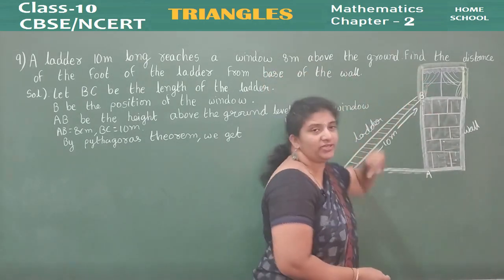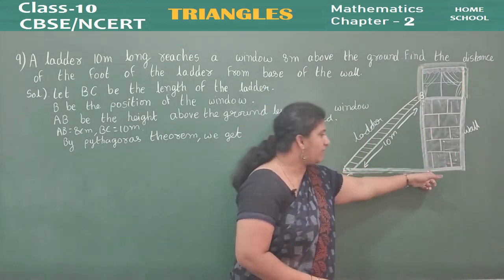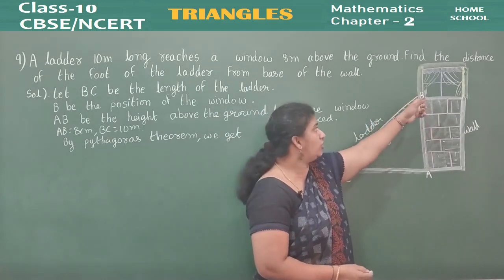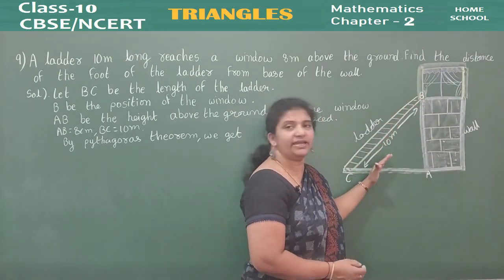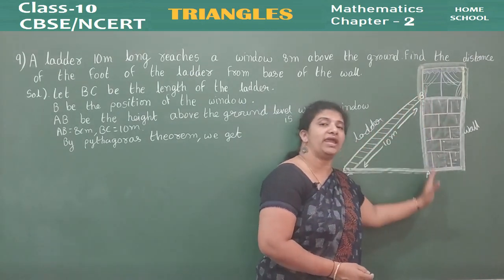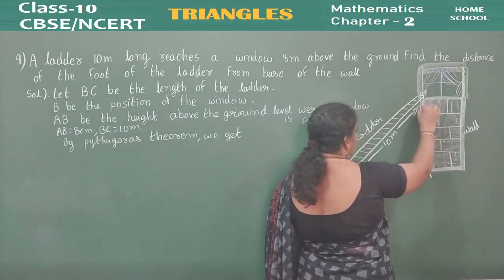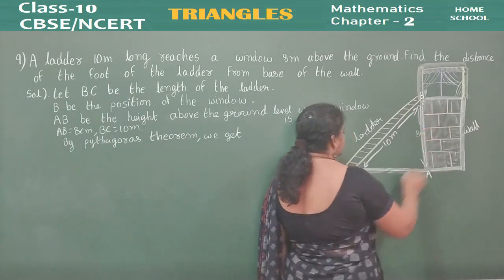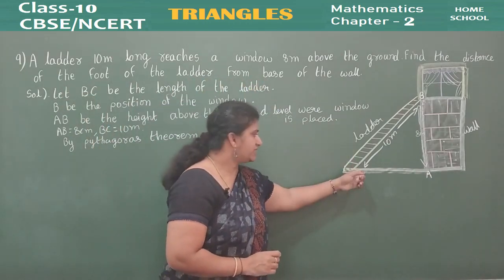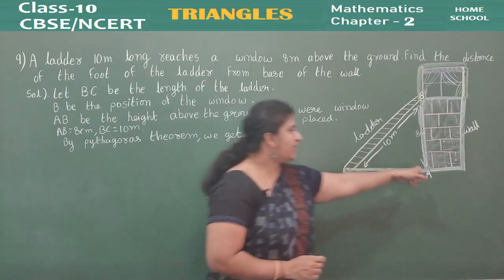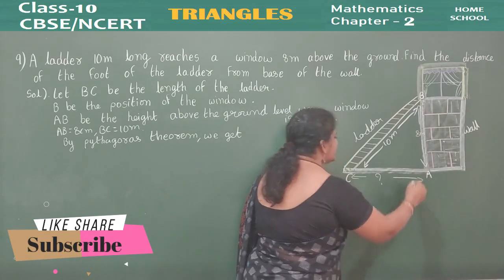The window is 8 meters above the ground. This is the ground level, children. From here, 8 meters above, the window is there, right? The ladder reaches the window and the ladder length is 10 meters. The window is 8 meters above the ground level. So what does it mean? What is the length AB here? 8 meters. So now find the distance of the foot of the ladder from the base of the wall. So from here to here, what is the distance is your question.